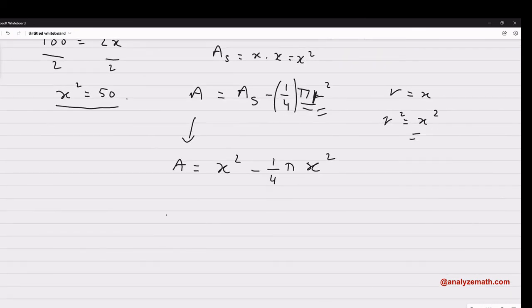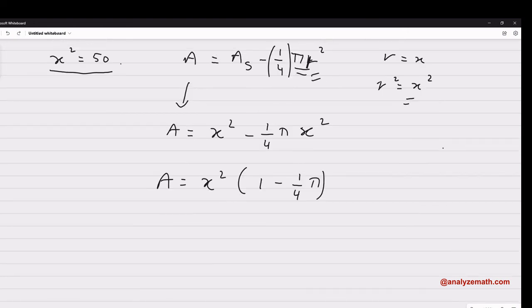Now A is equal to, let's factor x squared, 1 minus 1/4 of pi. We now substitute x squared. Here we found x squared equal to 50. So x squared equal to 50, times 1 minus 1/4 pi. And the approximation with the calculator gives 10.7, and the unit of the area here is millimeters squared.